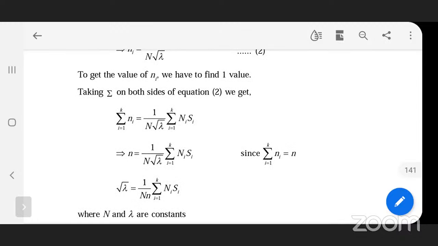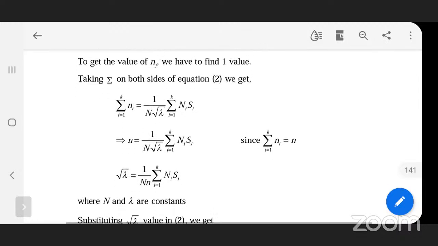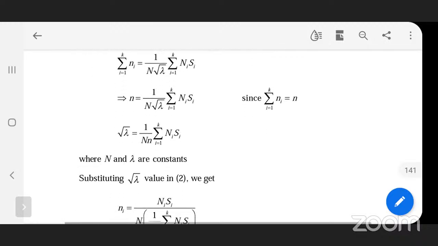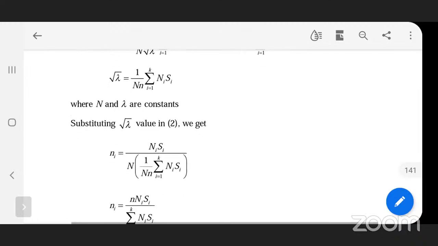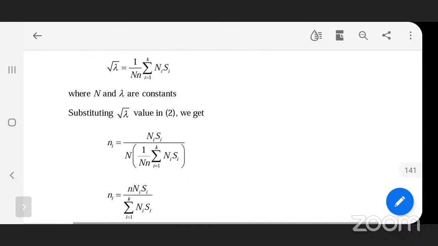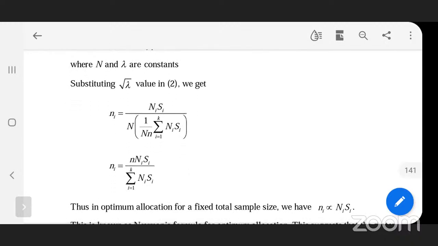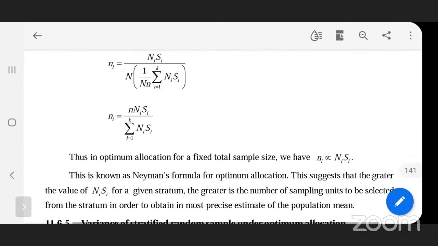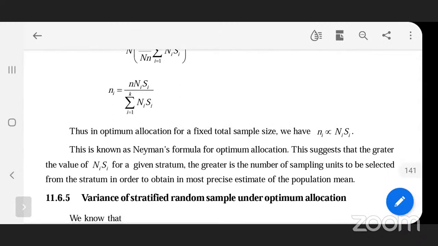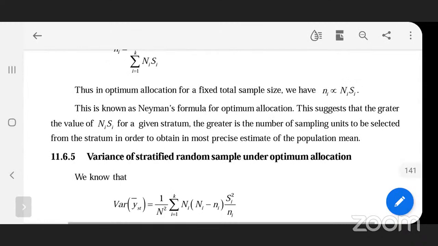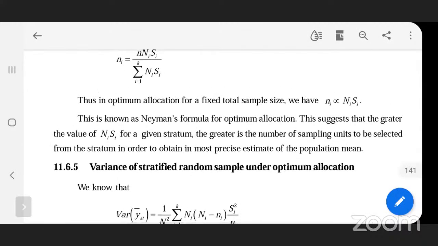So n = 1/(N√λ) Σ(i=1 to k) Ni Si. So √λ = 1/(N n) Σ(i=1 to k) Ni Si. So n and λ are constants. √λ is the value of 2. So we get ni = Ni Si / (1/N Σ Ni Si), so ni = n Ni Si / Σ(i=1 to k) Ni Si. This is the optimal allocation for the fixed total sample size.